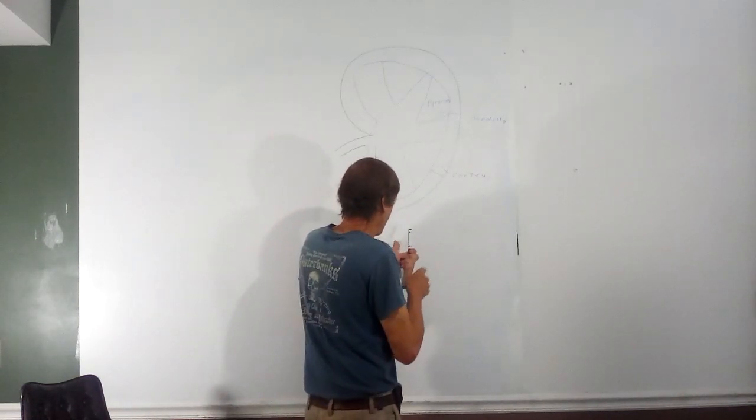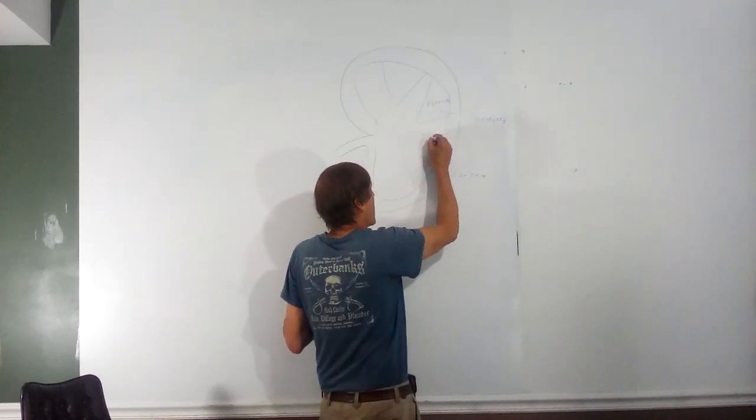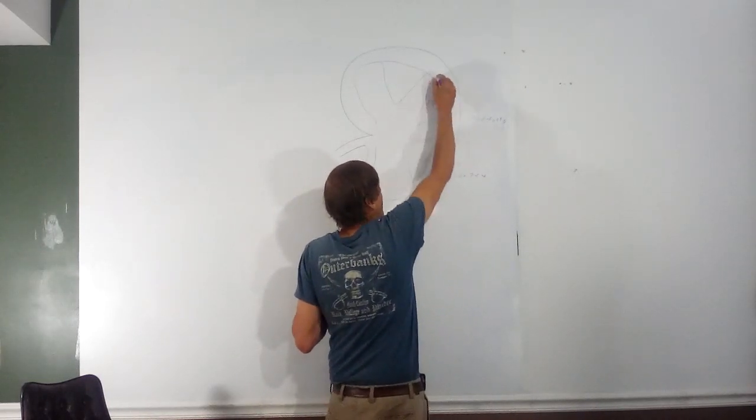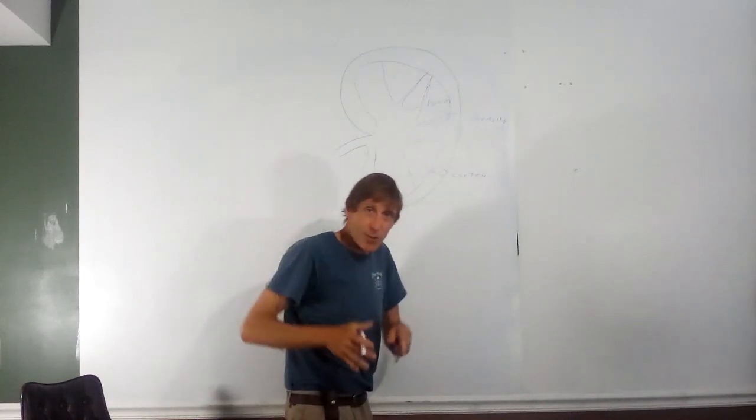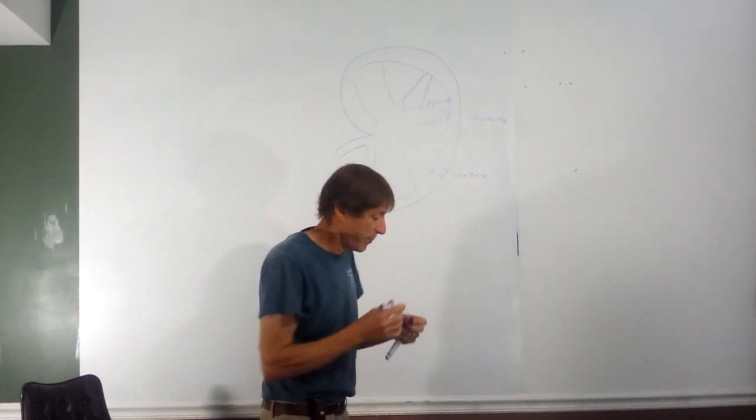Now the cortex does dip down between the pyramids. These are what they call in lab the renal columns, so there's some cortical tissue that kind of projects down between the pyramids.